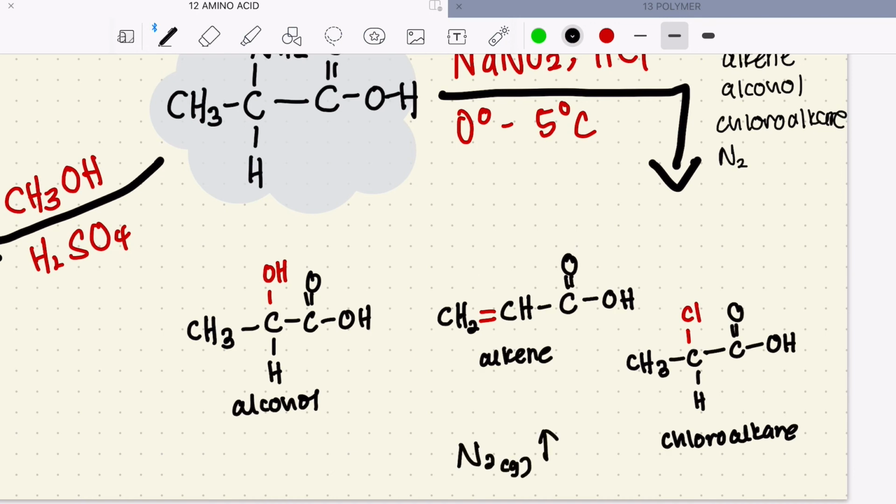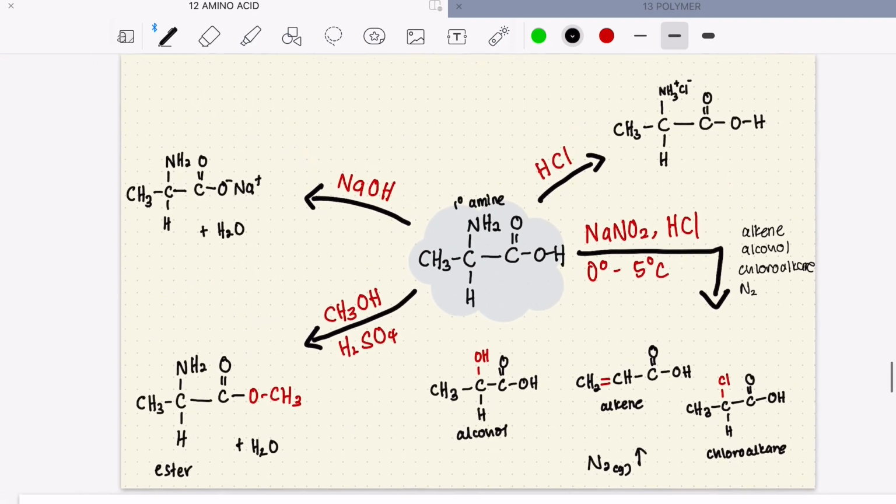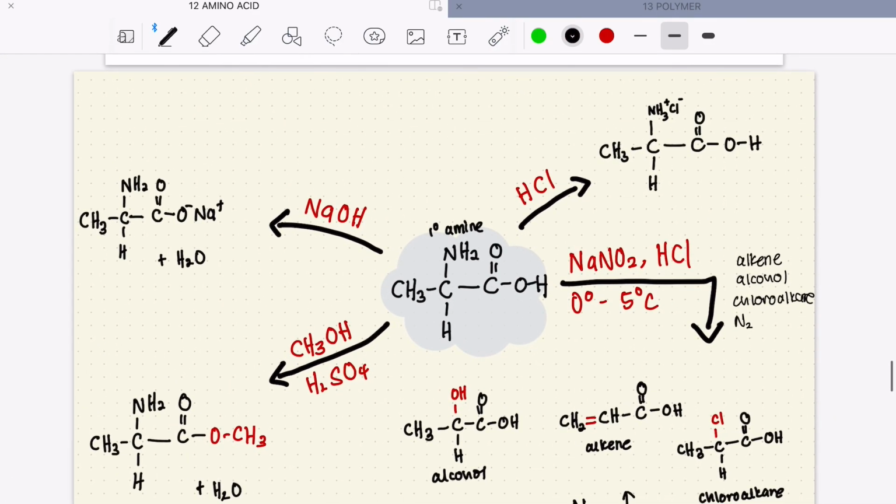So in the exam you can just write these four without writing the carbocation. So there you go. These are the four reactions of amino acid.